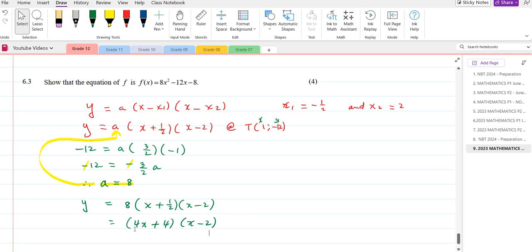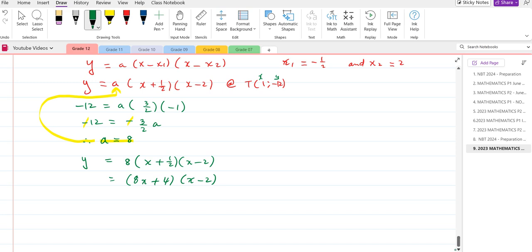How come this is not working out? 4x times x, that's 4x squared, but I'm getting 4x squared. Oh no, this was 8x, sorry. Okay, right, so 8 times x is 8x and 8 times half is 4. Right, so I just took it into the first bracket.